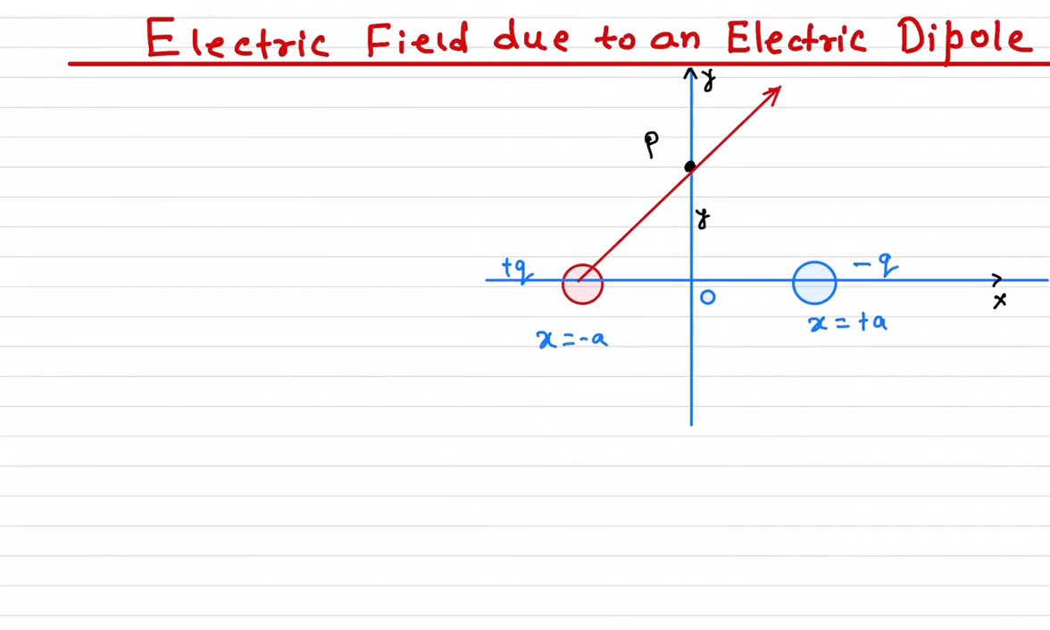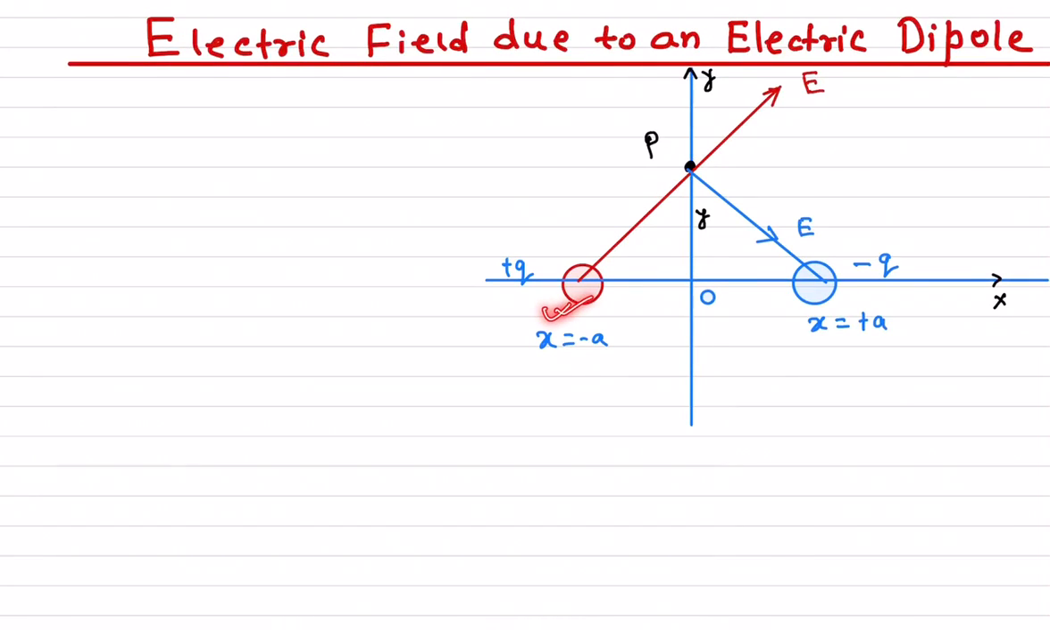Okay, so this is the electric field due to the positive charge, and due to this negative charge, the electric field is always towards it. So this is the direction of the electric field. This is E, and this is also E.